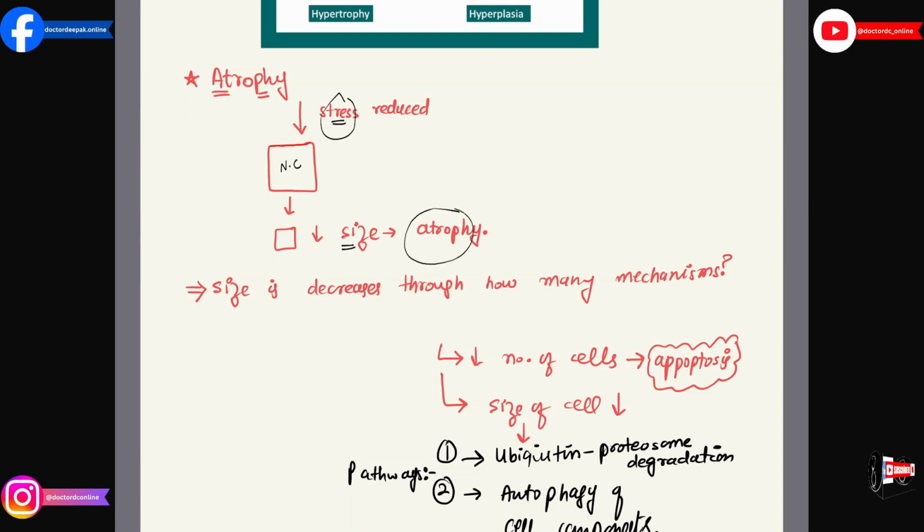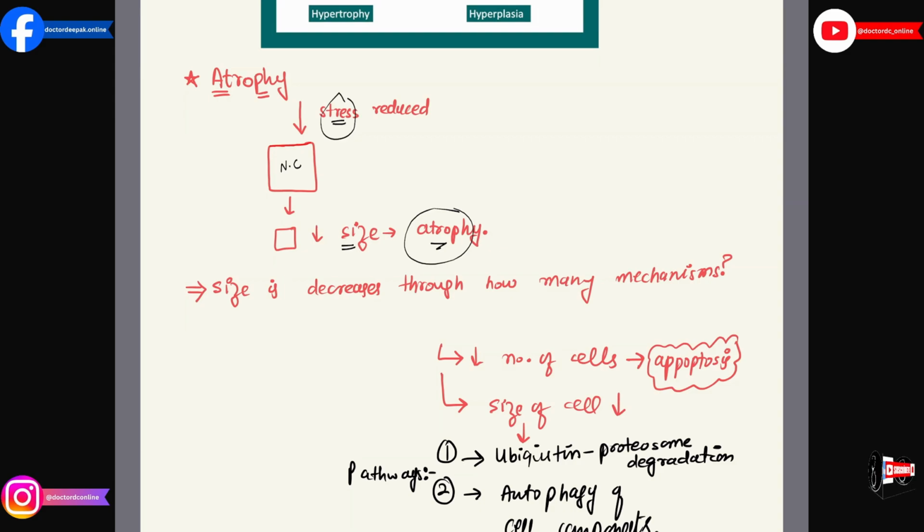I will explain again. After putting the stress, if the cell size increases, it is called hypertrophy. And if the cell size is decreased after putting the stress, it is called atrophy. So atrophy means the organ size is decreased. The question is, how does the organ size decrease? Please keep in mind there are two methods through which an organ can decrease its size.